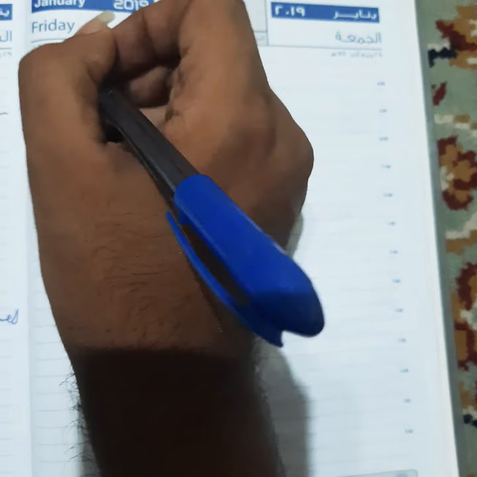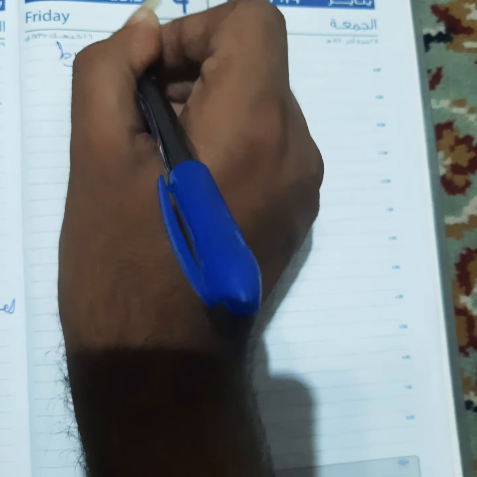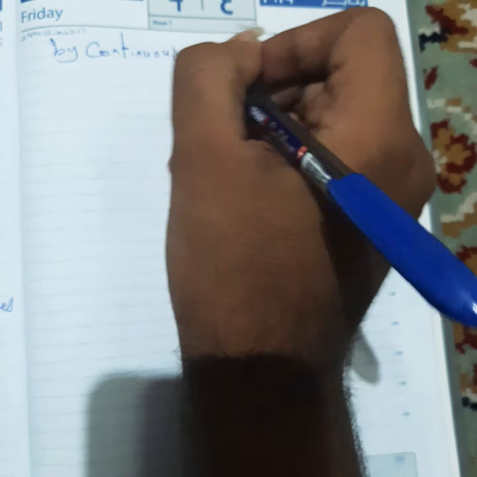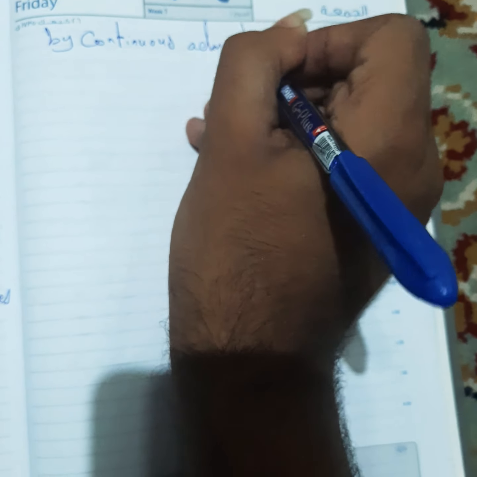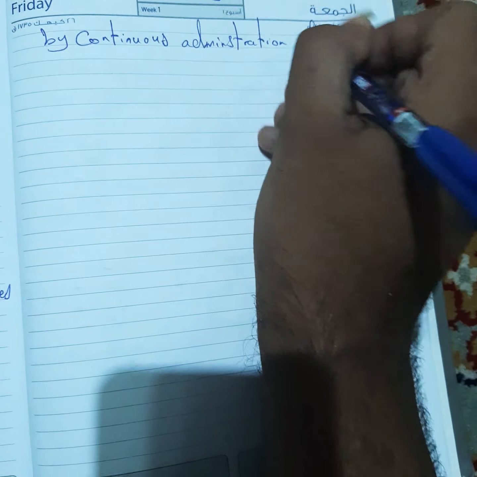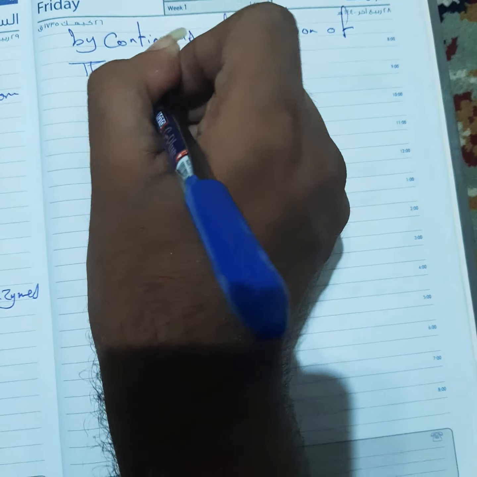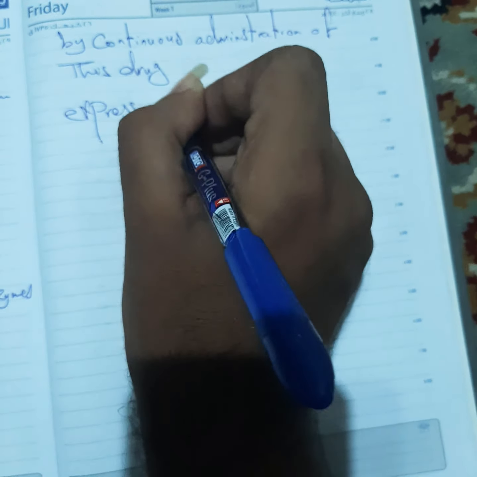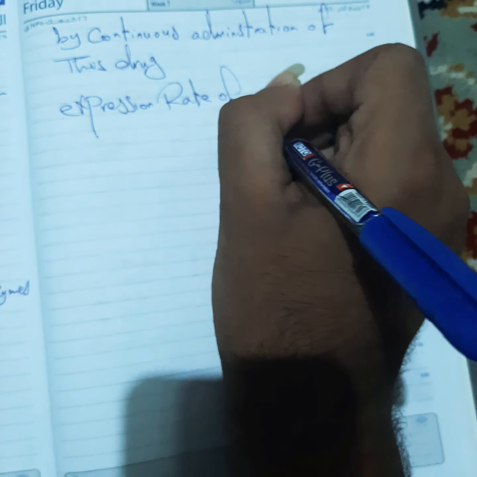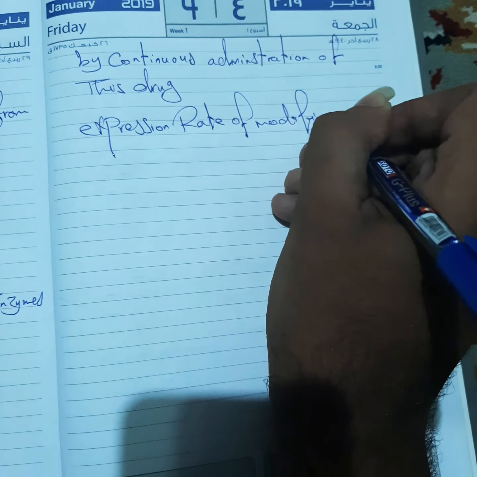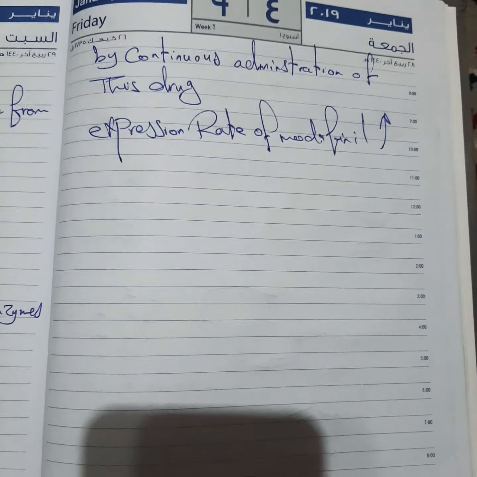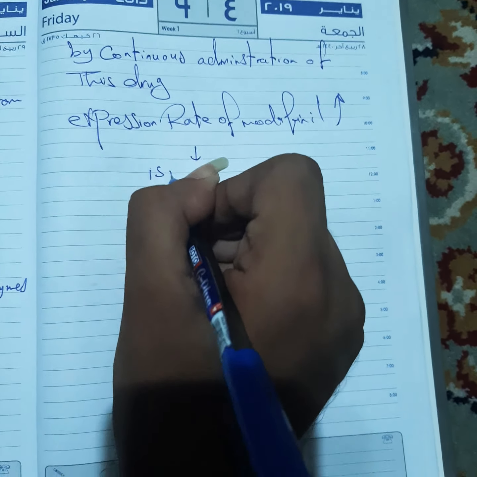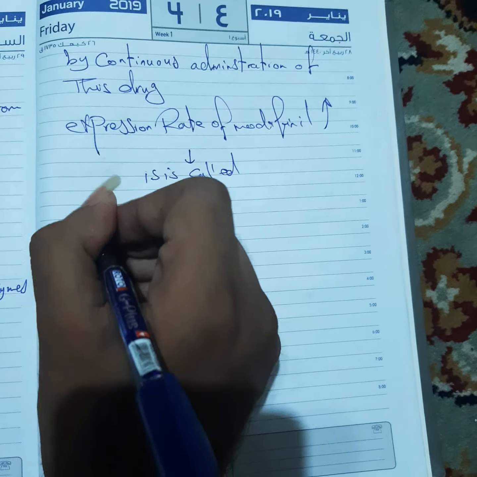So it means that by continuous administration of this drug, the expression rate of the enzyme increases. So it is called pharmacokinetic tolerance.